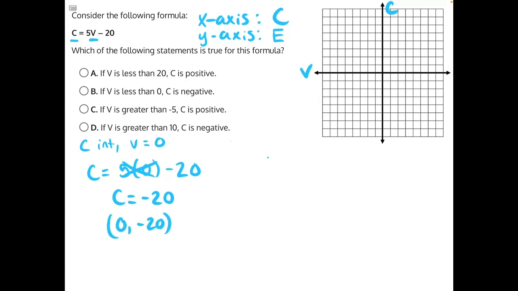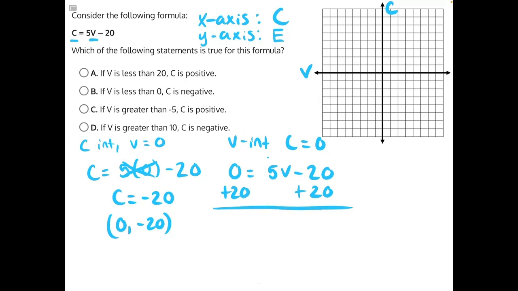Then we want to find our v-intercept, which is where c is equal to 0. That would give us 0 equals 5v minus 20. We'll need to do opposite operations to isolate our variable v. So we'll add 20 to both sides. That is the inverse of subtraction. These will cancel, leaving us with 20 is equal to 5v. Then 5 is being multiplied to v, so the inverse operation is going to be dividing both sides by 5. These cancel, leaving us with 20 divided by 5 is 4 equals v. So our other coordinate point will be (4, 0).